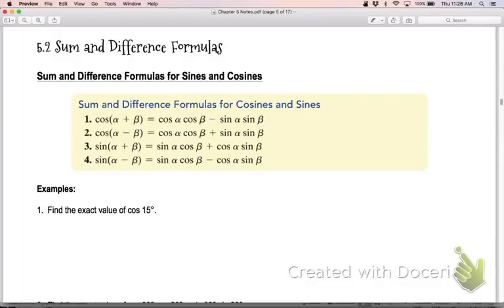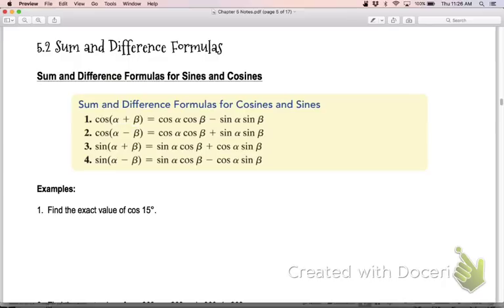Section 5.2 is going to talk about some sum and difference formulas for sines and cosines. Notice that when we talk about the sum and difference formula, the sum or the difference is happening inside of the function itself. So this would not be the same thing as the cosine of alpha plus the cosine of beta. This would be take the alpha and beta and add those two angles together and then take the cosine of the remaining angle. Well, sometimes that doesn't give us something that's very useful.